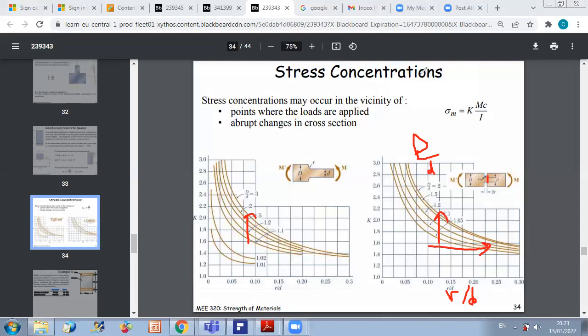Now let us do some practice on reinforced concrete beams and on stress concentration.